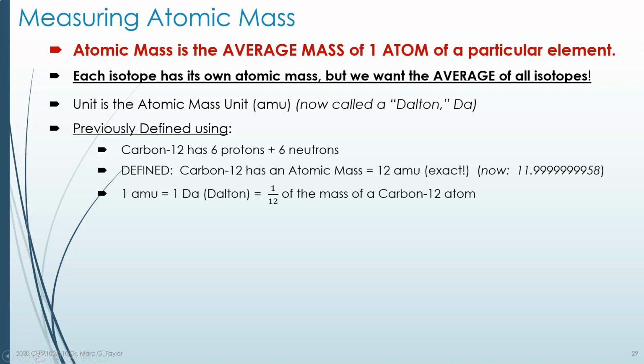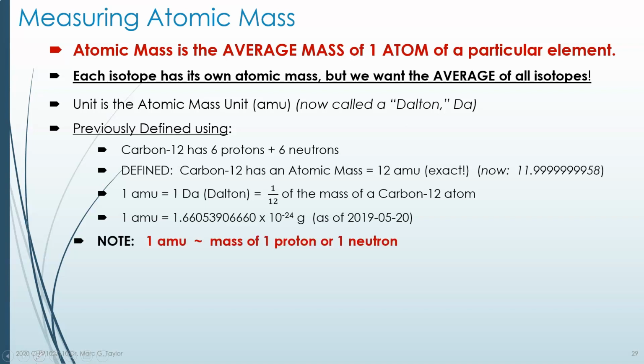So remember, one atomic mass unit, which is the same as one Dalton, is roughly 1/12 of the mass of a carbon-12 atom. In other words, the mass of one proton, or the mass of one neutron, is about 1 AMU. It's not exactly, and that amount being incredibly tiny, an AMU is actually about 1.66 times 10 to the minus 24 grams. So we're talking about an insanely small amount of mass, the mass of a proton or neutron.